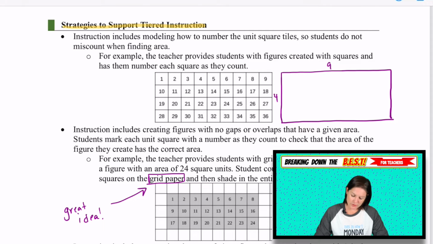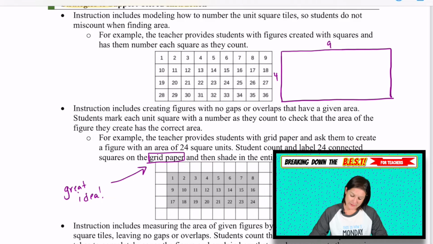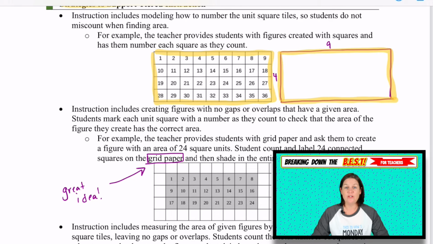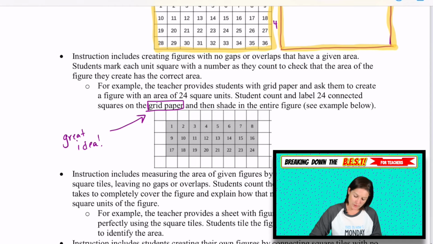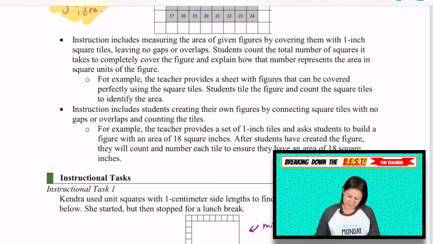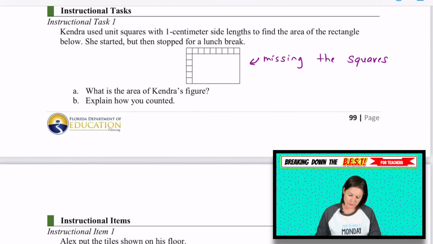Strategies to support tiered instruction. I definitely recommend taking a look at this. And you can see here, just this would be a great way to make that connection that it is 4 times 9, that we don't necessarily need the unit squares there, and that we could guide them to making that connection that it is area equals length times width. Also using grid paper, I just said that that is a great idea to incorporate that, but definitely take a look at that if you need to.